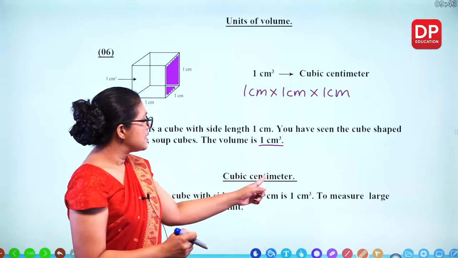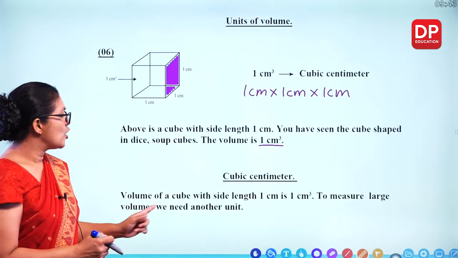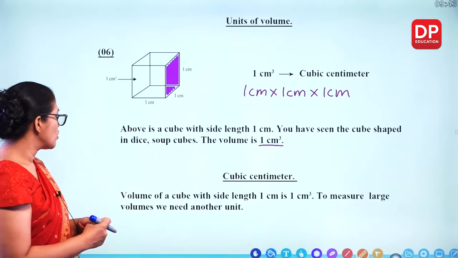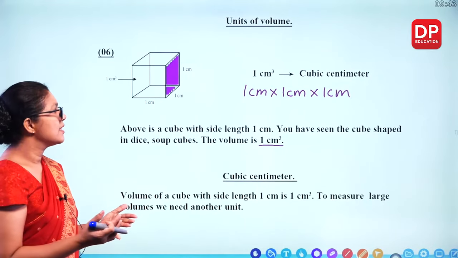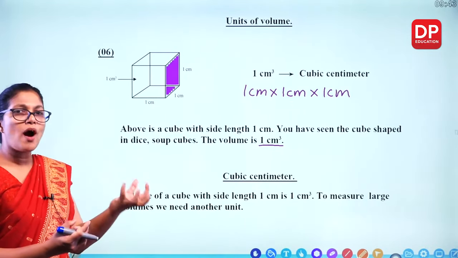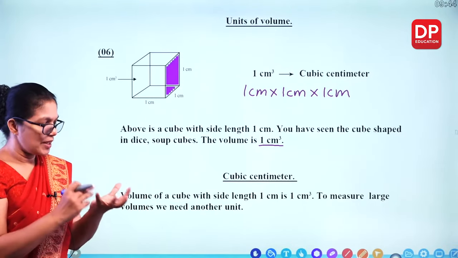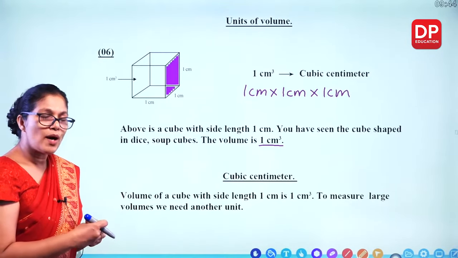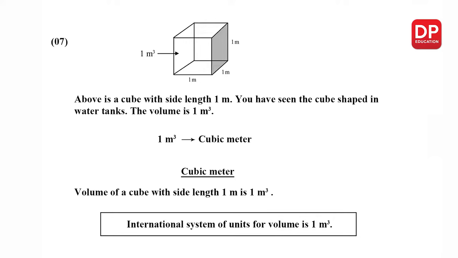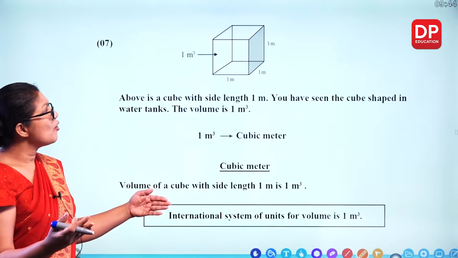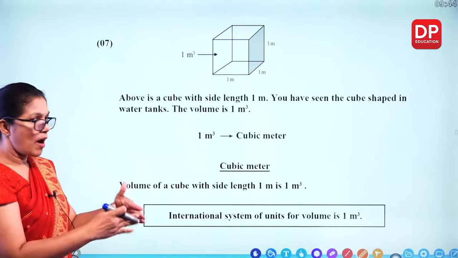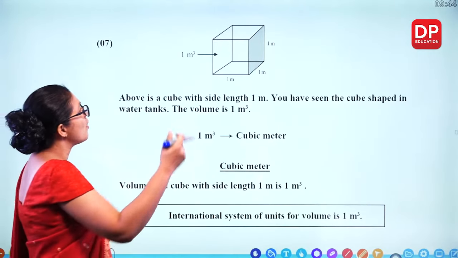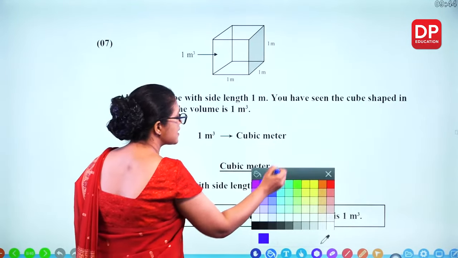So what does cubic centimeter mean? The volume of a cube with side length 1 centimeter is 1 cubic centimeter. To measure large volumes, we need another unit. So you need to have an idea what 1 cubic centimeter means: the space occupied by a cube with side length 1 centimeter. Now think about a big one. A cube with side length 1 meter. 1 meter length, 1 meter width, and 1 meter height. So, what's the space occupied by this cube?